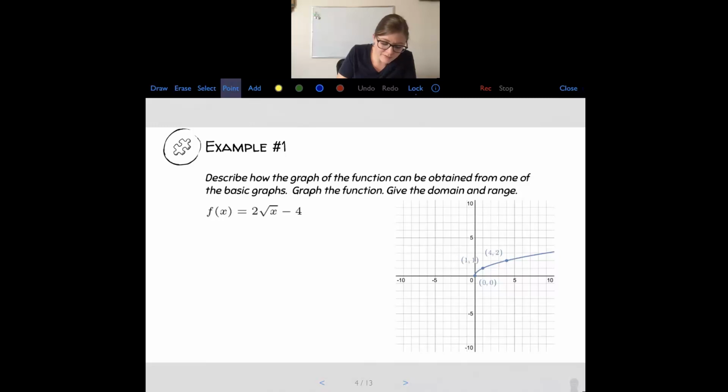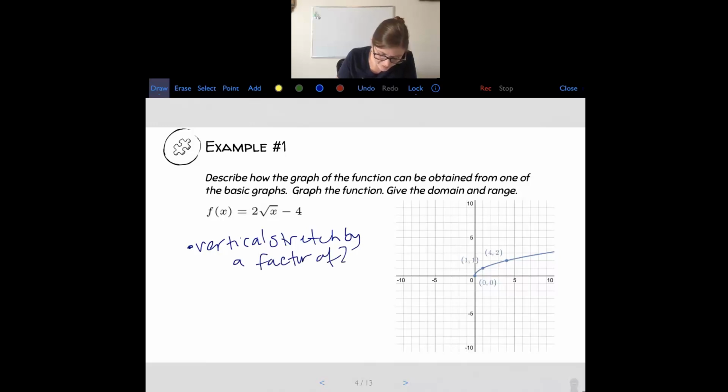We go in order of operations. We've got nothing in the parentheses next to x. We do have x being multiplied by 2. So this is a vertical stretch by a factor of 2. And then that minus 4 means that we are going to move it down 4 units. The first thing that we apply is the stretch.